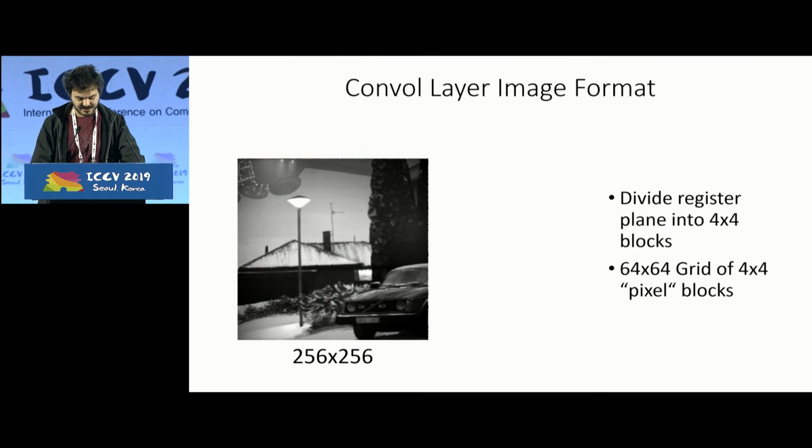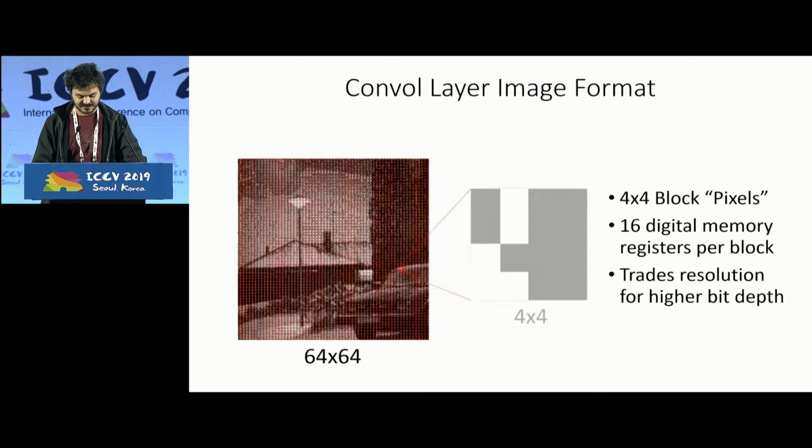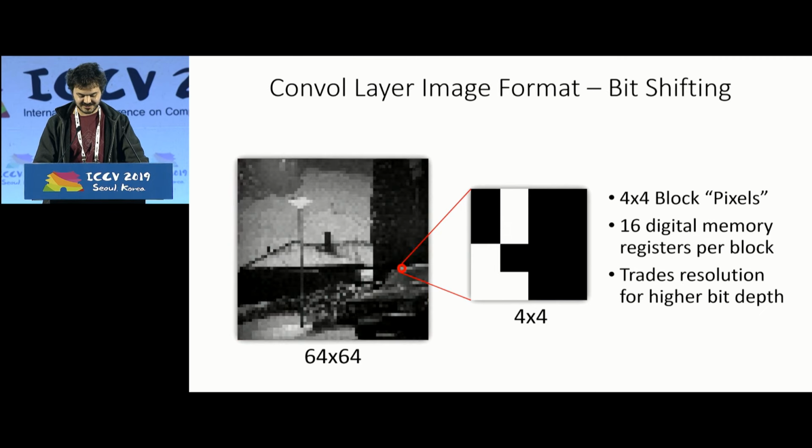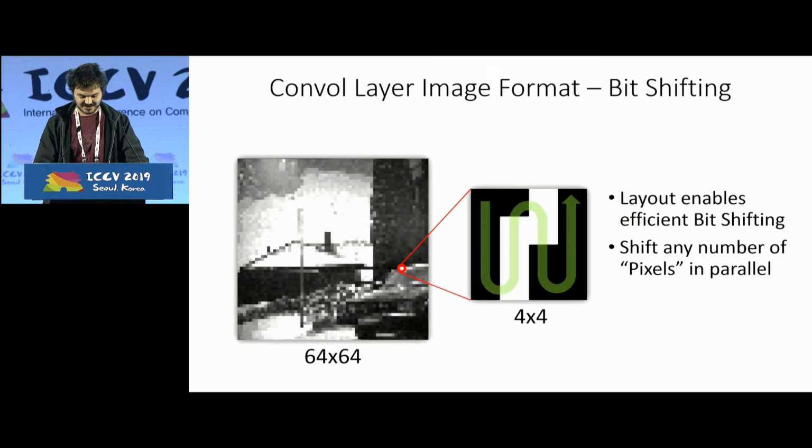To perform digital convolutions, we convert captured analog images into a specific digital format, dividing the processing array into 4x4 blocks. Each 4x4 pixel block then stores a 16-bit value. This schema is effectively trading resolution for bit depth. These bits are ordered in a snaking pattern such that it allows for efficient parallel bit shifting of an entire image.